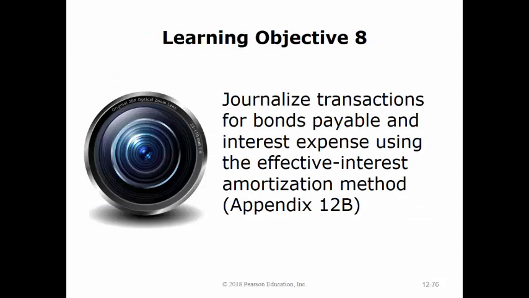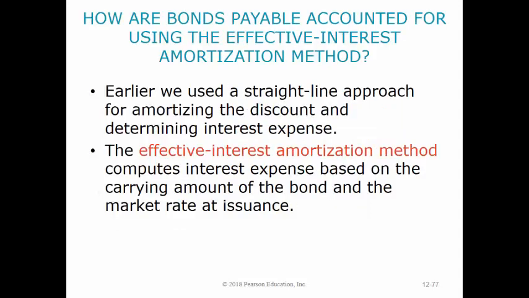In the last section, we will learn how to journalize transactions for bonds payable and interest expense using the effective interest amortization method. A more precise way to amortize bonds is called the effective interest amortization method. The effective interest amortization method is a model that calculates interest expense based on the current carrying amount of the bond and the market interest rate at issuance, then amortizes the difference between the cash interest payment and calculated interest expense as a decrease to the discount or premium.